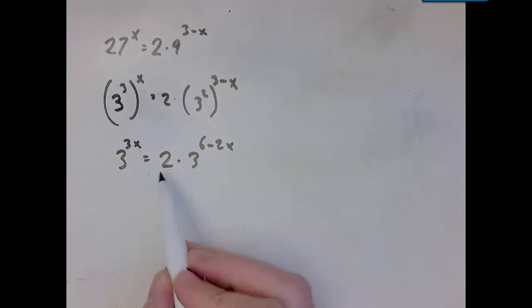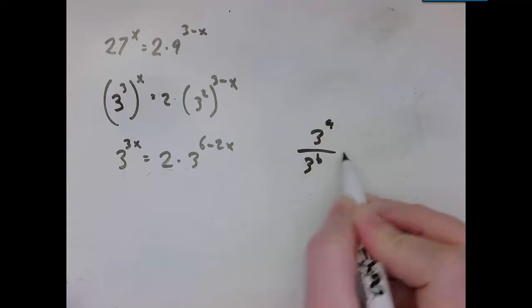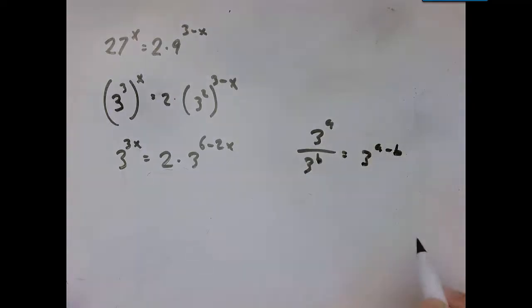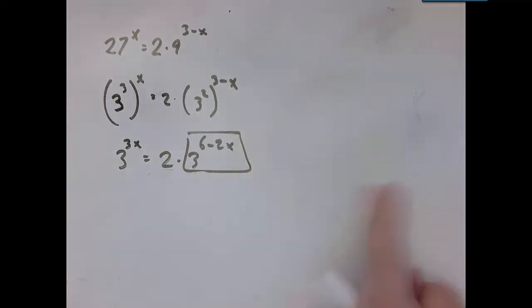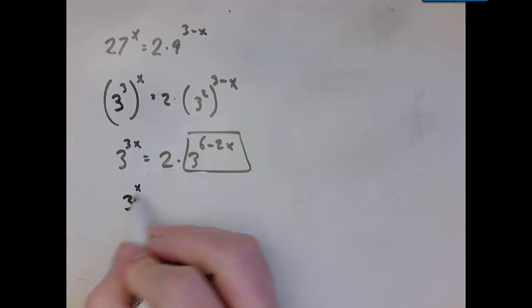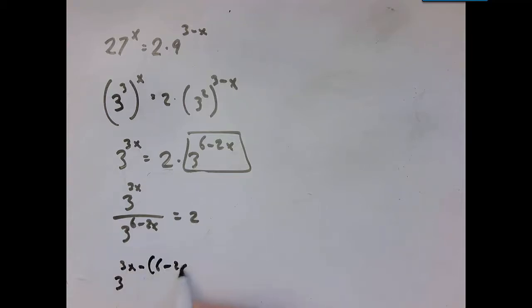So let's keep simplifying. What I know is that if I have 3 to the a over 3 to the b, that's 3 to the a minus b. So let's divide both sides by this, so that we can hopefully combine the exponential terms into a single term. Here I've got 3 to the 3x divided by 3 to the 6 minus 2x equals 2. Now I can simplify the left-hand side as 3 to the 3x minus (6 minus 2x) equals 2. Okay, great. So it looks like we're not going to set exponents equal after all.